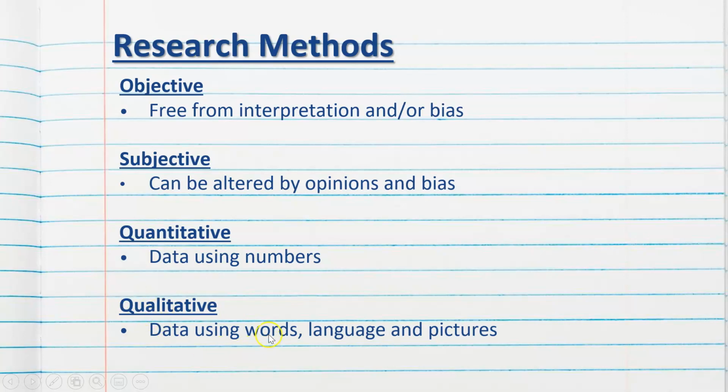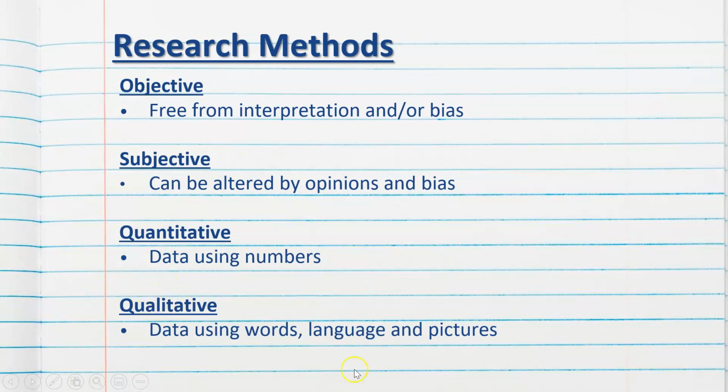So any data using words, language, and pictures. Pictures can also be a form of data for us, especially with children. We might be talking about things that they're unable to understand or are too traumatic, so we will get them to draw a picture. That's still data to us. So qualitative data is any data that's not numbers. So words, language, and pictures, whereas quantitative is data using numbers. So remember the trick I told you? Quantitative data, N for numbers, qualitative data, L for language.